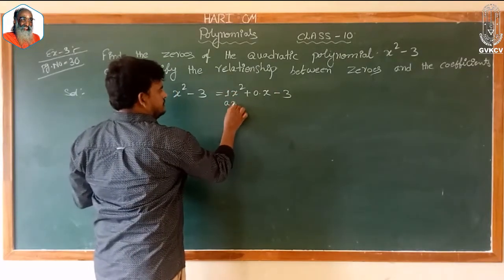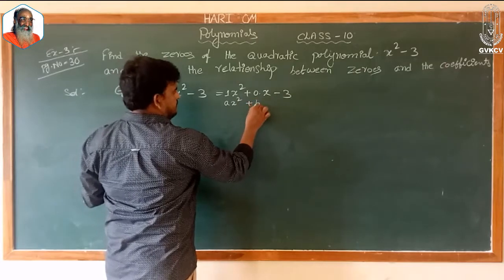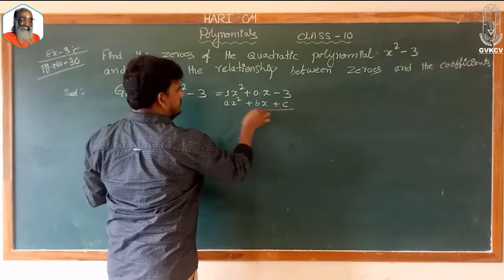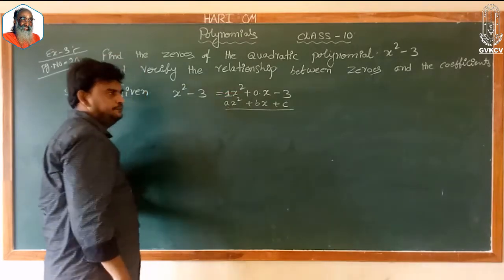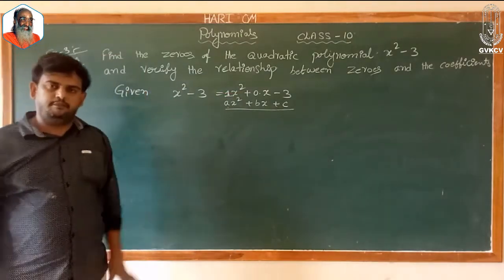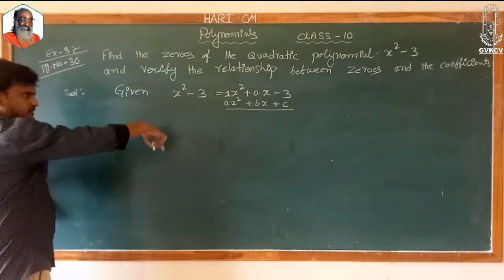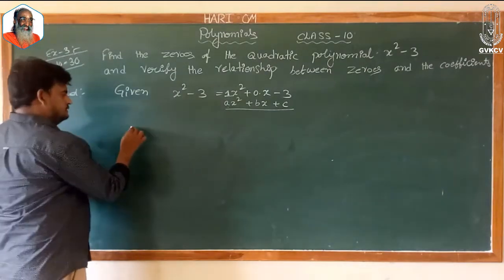So it is in the form of ax square plus bx plus c, now we have a general quadratic polynomial. So we need to write it in that way. Now let us come to the factorization.